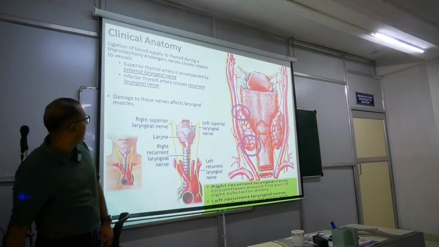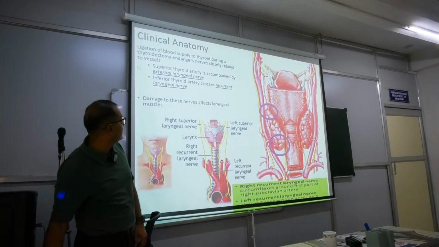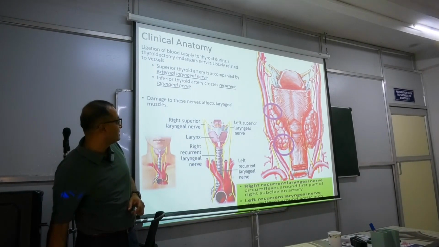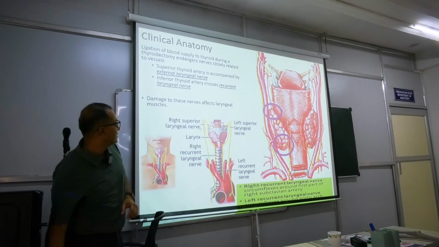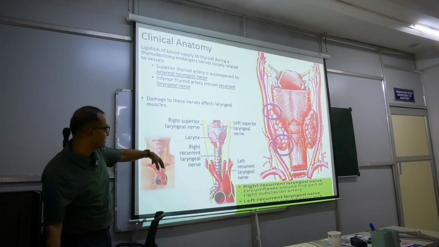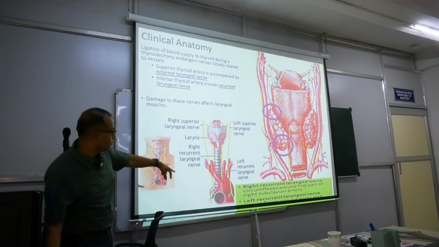Recurrent laryngeal and the superior thyroid artery relations with the external or superior laryngeal nerves. We will talk about this, and this particular picture is a schematic picture. You see this is how the superior laryngeal nerve splits into internal and external branches, and the recurrent laryngeal nerve which is coming out.